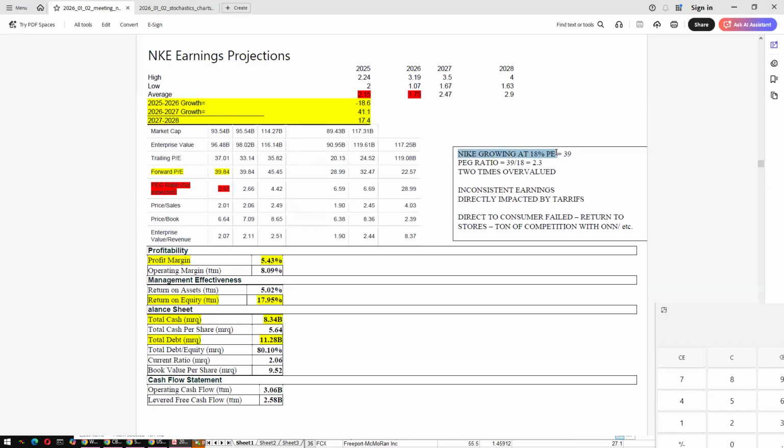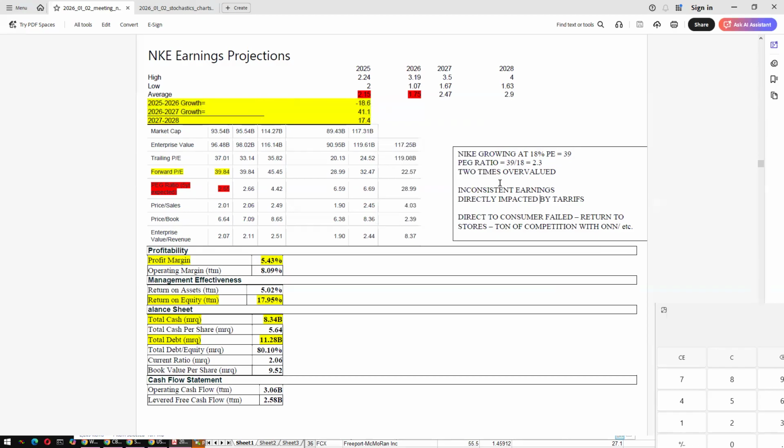If it's growing at 18%, let's say average, and the P/E is 39, that means the PEG ratio is 2.3, meaning it's 2.3 times overvalued. On top of being overvalued, it's inconsistent. You can see there was negative growth last year to this year, and then it's starting to grow again.